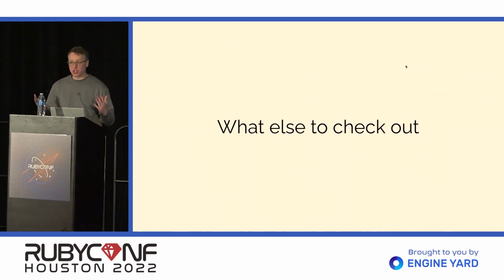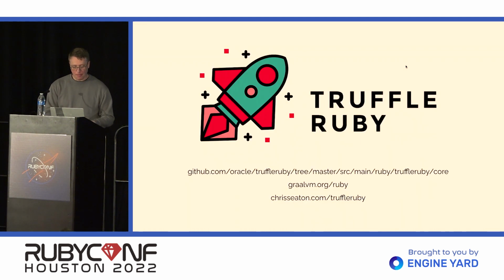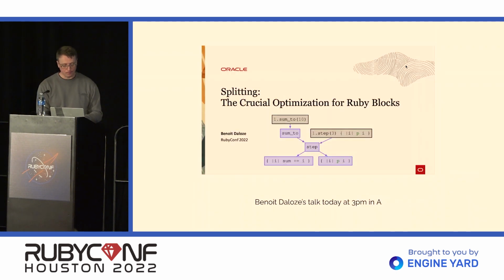I want to give you some other things to check out if you're interested in this kind of work. So TruffleRuby is where this core library is implemented at the moment. Sorry for the long URL, but I encourage you to go and look at the core library implemented in Ruby. It's just Ruby code. We all know Ruby here. You can all read it and understand it. graalvm.org/Ruby is the official TruffleRuby website, and my work's all at chrisseaton.com/TruffleRuby.